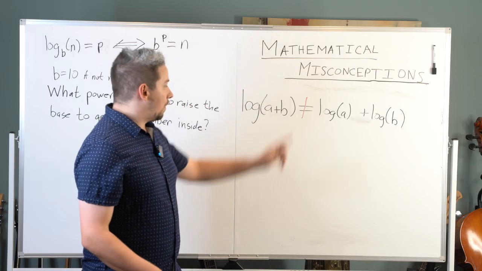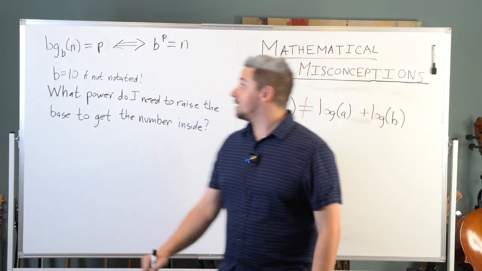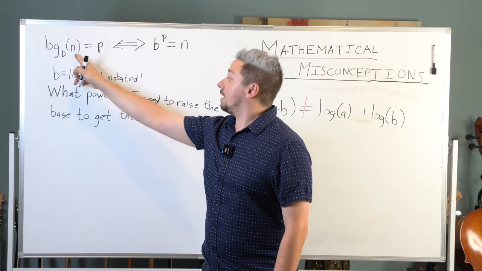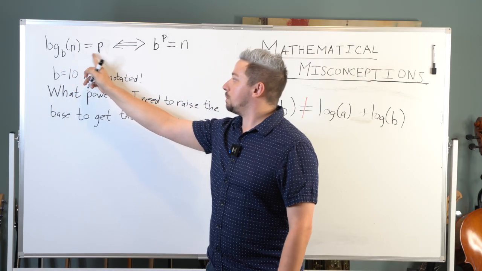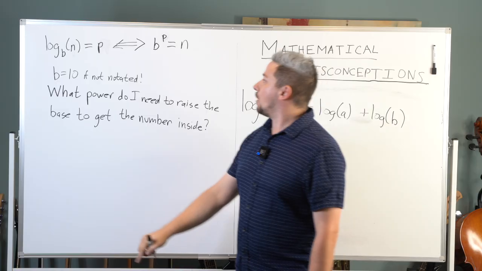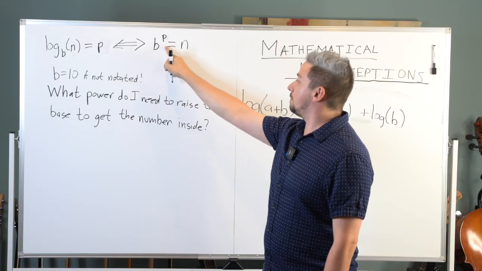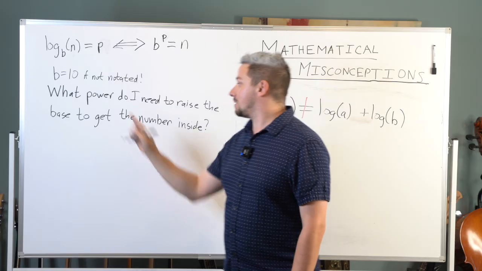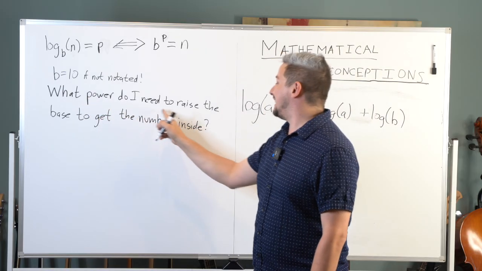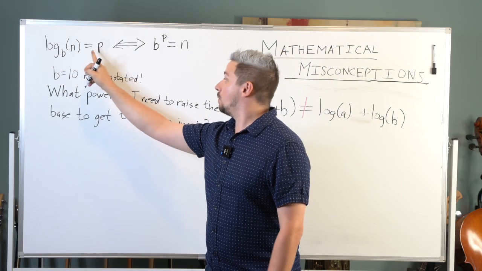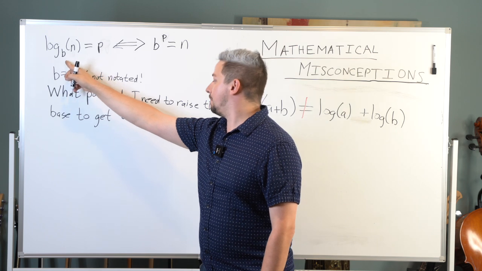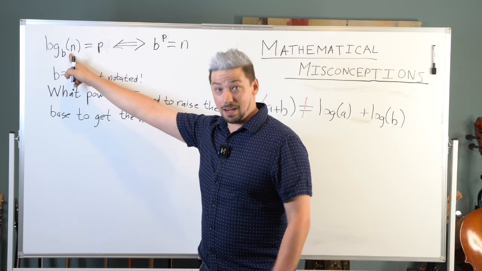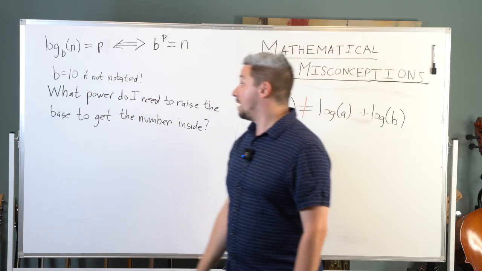As a reminder, what does the logarithm try to answer? If we have log base b of n, a number, is equal to p, which we'll call a power, we can always rewrite it as the base to some power gives you that number. So the question that we always answer is, what power do I need to raise the base to achieve the number inside, n? That's the question that we have to answer every time.